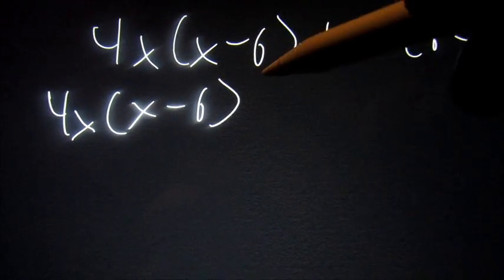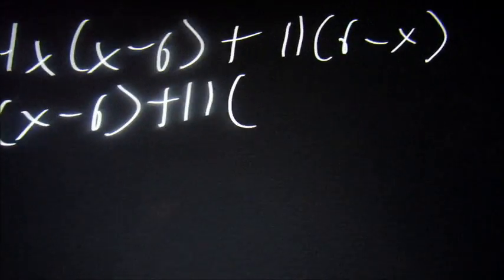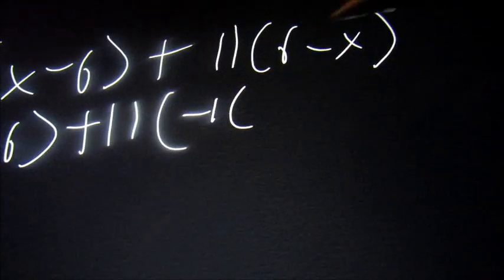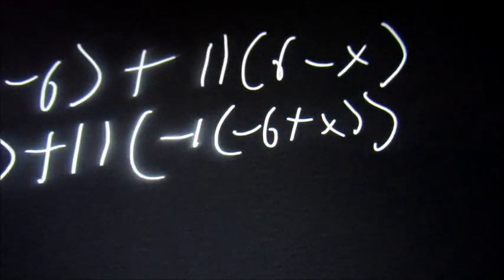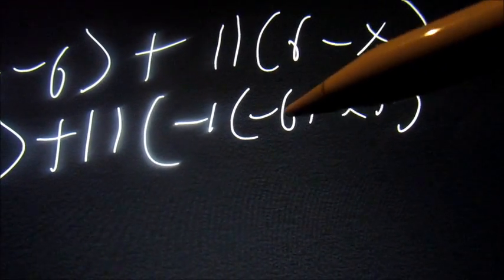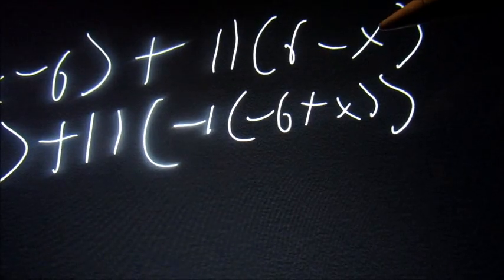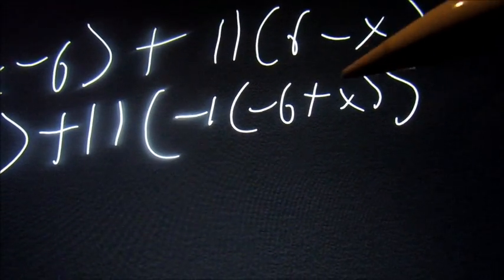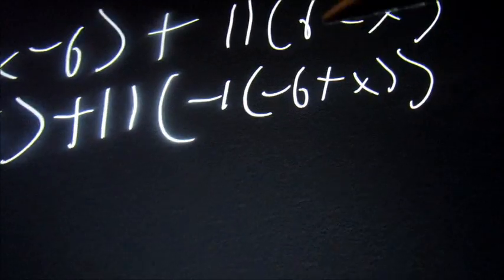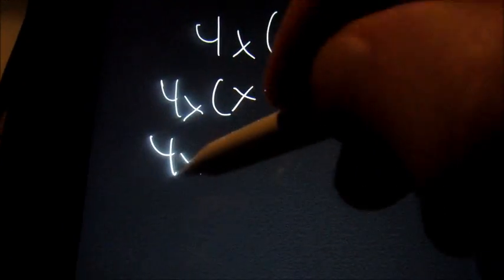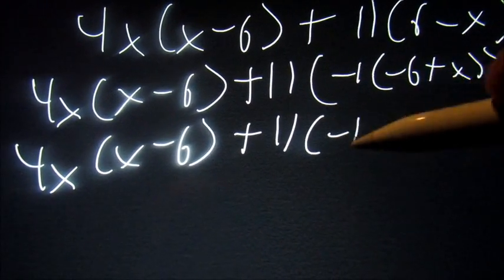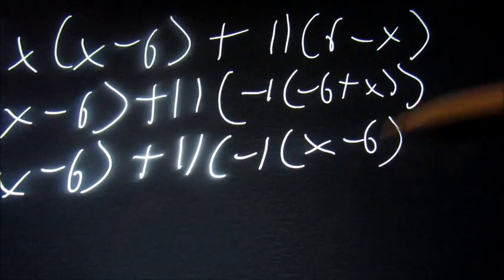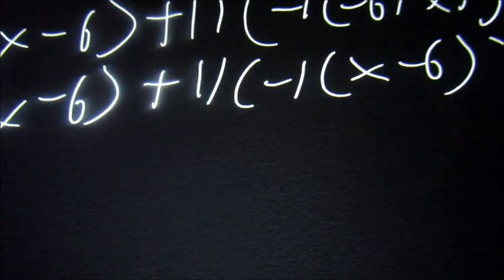So what I'm going to do is 4x(x minus 6) plus 11. And I'm going to factor out a negative 1, and I'm left with negative 6 plus x. So I divided 6 by negative 1, got negative 6, divided negative x by negative 1, and got positive x. Now I'm going to rearrange these two. 4x(x minus 6), plus 11 times negative 1 times (x minus 6). All I did was switch the places of these.